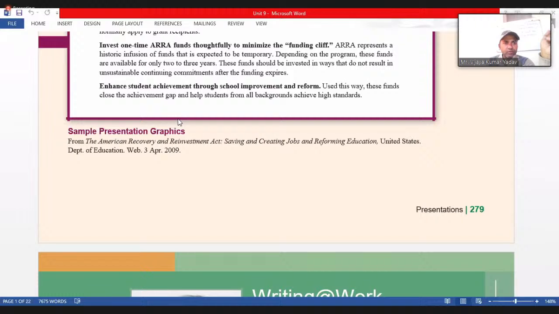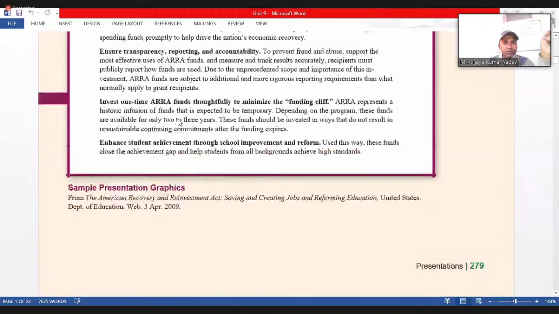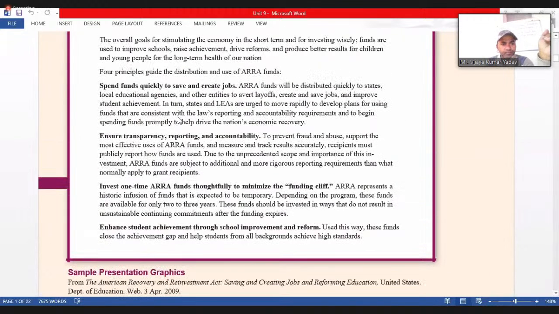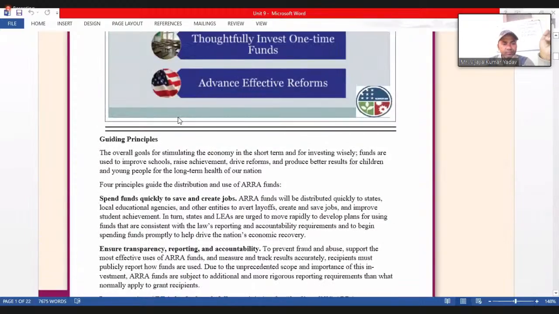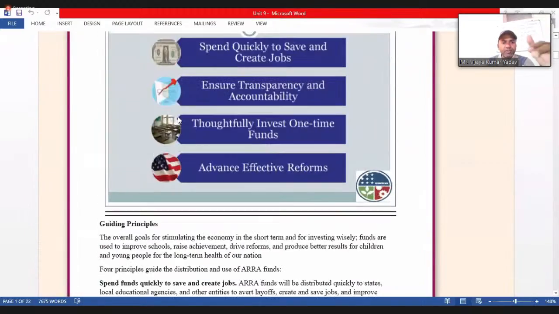Graphics. Okay, see. Okay, that is a different one. Let's not talk about this.